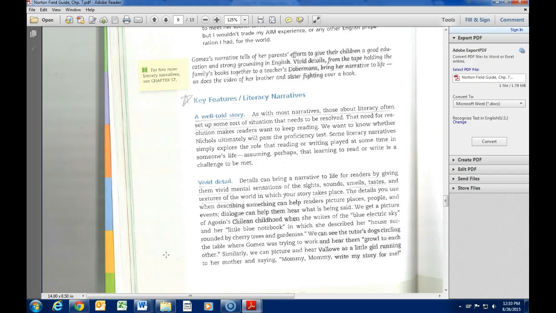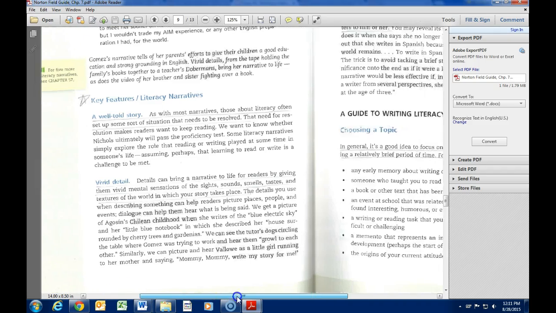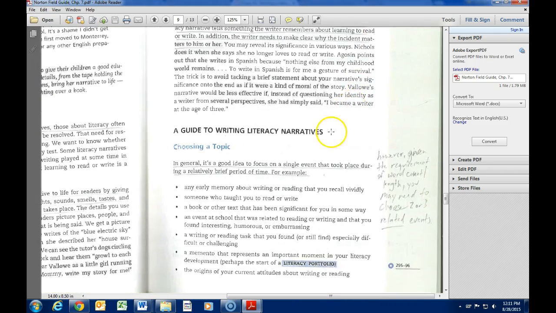Another key feature of literacy narratives is vivid detail. Details can bring a narrative to life for readers by giving them vivid mental sensations of the sights, sounds, smells, tastes, and textures of the world in which your story takes place. The details you use when describing something can help readers picture places, people, and events. Dialogue can help them hear what is being said. And we'll look at some of the details that Barrientos incorporates, and she uses dialogue.